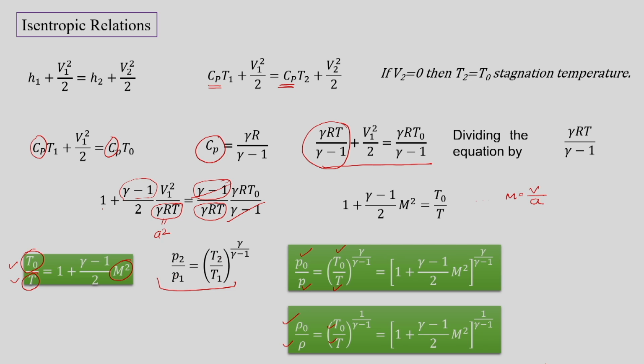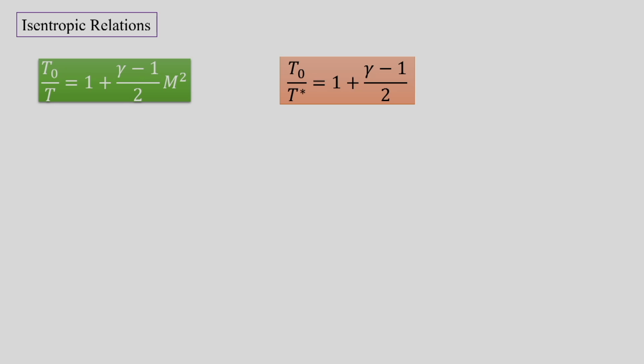Thus, we can see here that the ratio of total temperature to static temperature, the ratio of total pressure to static pressure, or the ratio of total density to static density, depends only upon Mach number and the ratio of specific heats. So, if we put Mach number to be 1, then we get a special relation, which is the relation between total temperature and the sonic temperature. Here the sonic condition is specifically denoted by a star.